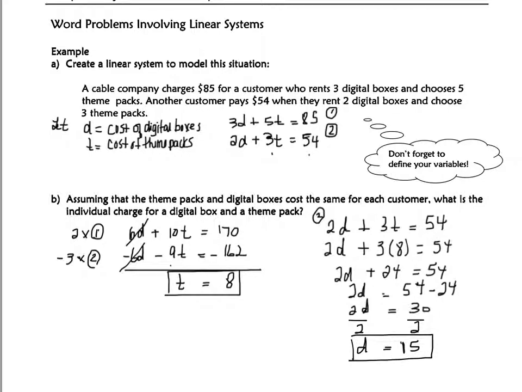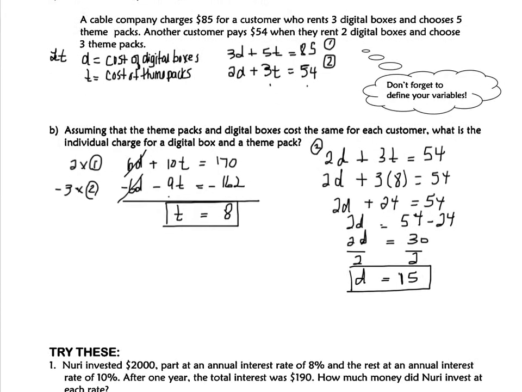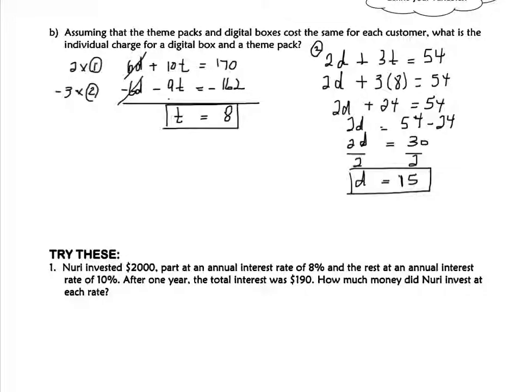And you can go back and check to see if that's correct by plugging it into your original system. So if we go back up to part A, 3 times D, 3 times 15, is 45, plus 5 times T, which we said was 8, so 45 plus 40 does give you 85. And then if you look at the second equation, 2 times the digital, so 2 times 15 is 30, plus 3 times T, which was 8, so 3 times 8 is 24, 30 plus 24 is 54. So we know our solution to our system is correct.